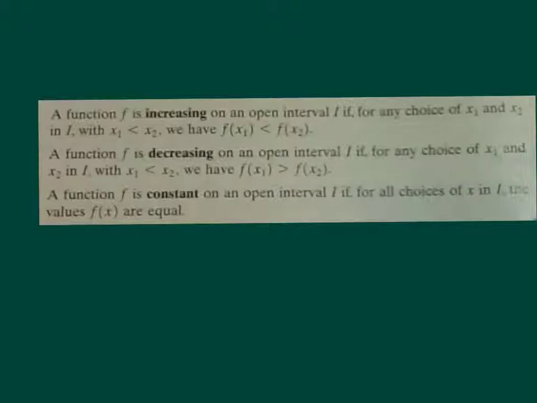Now, a function f is decreasing on an open interval I if for any choice of x1 and x2 in which x1 is less than x2, the y value for x1 must be greater than the y value for x2. A function is constant on an open interval I if for all the choices of x, the whole domain, the values of f of x are equal, meaning every single value of y is the same. Meaning that in order for a function to be constant, it must be a horizontal line.